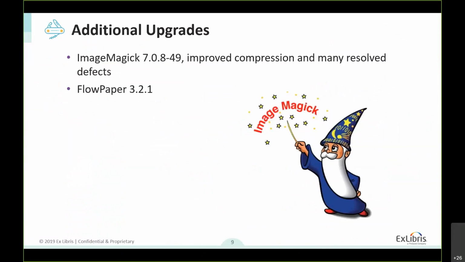So we ran also our periodical upgrades of some of the more outdated third parties, which we continuously attempt to keep up to date. In this case, it was ImageMagick, which we upgraded to one of the later versions, and Flowpaper. Specifically, ImageMagick also improved the compression, and there were quite a lot of defects which were raised by customers, and this resolves many of them.